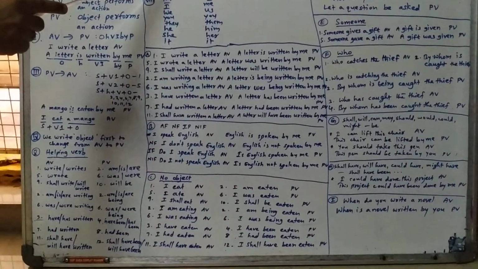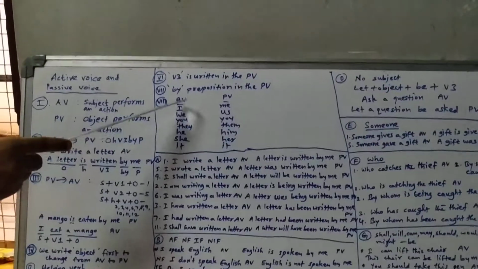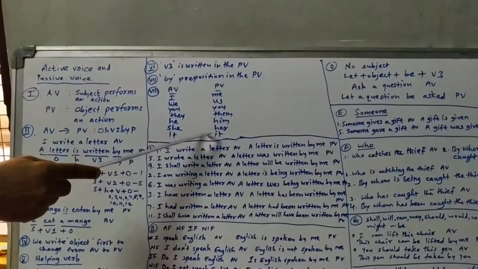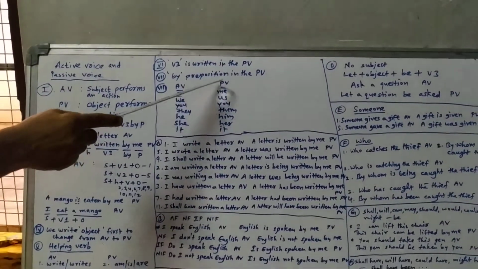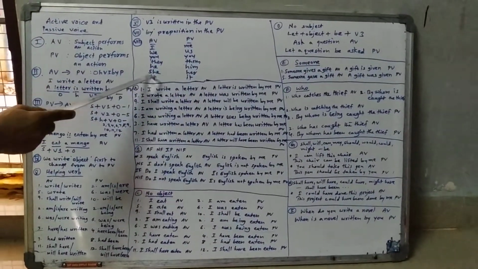Okay, verb third form is used in the passive voice. By, preposition, is used in the passive voice. If we find these pronouns in the active voice, those pronouns are changed like this in the passive voice: I, me; we, us; you; they, them; he, him; she, her; it.